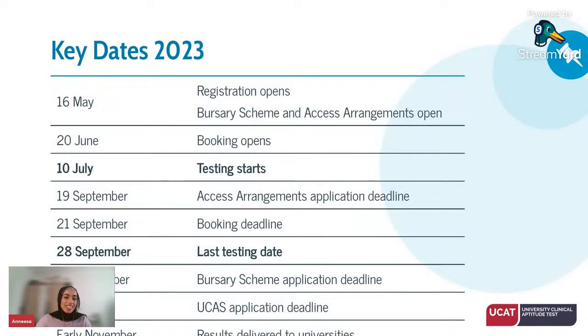Our key dates are on the screen above. The 10th of July is when testing starts, and the 28th of September is the last testing date. They won't make any exceptions if you don't book a test within those dates. So please make sure that you book your test between the 10th of July and the 28th of September. The booking deadline is the 21st of September. After that, you can't book any UCAT.